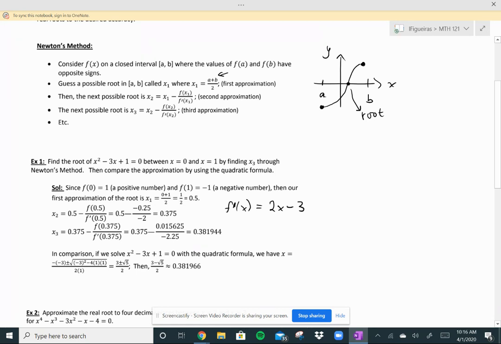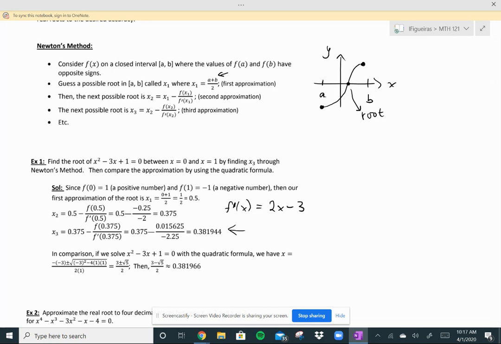We're going to do it one more time as the directions specified, so compute up to x sub 3. So x sub 3 means that you use 0.375 inside the formula. So it's 0.375 minus f of 0.375 divided by f prime of 0.375. And when you compute that, you get an answer of 0.381944.